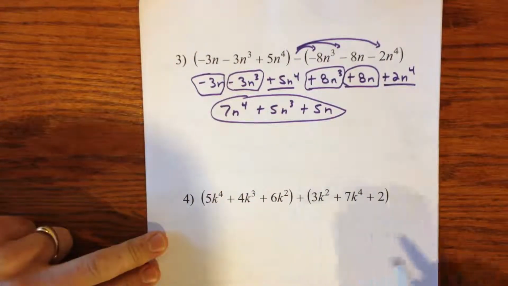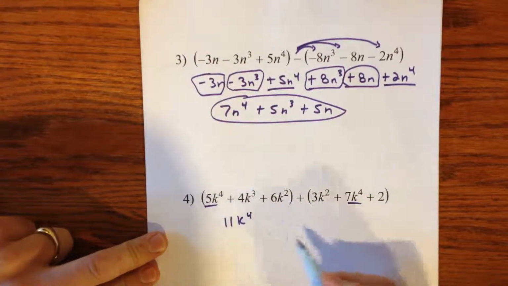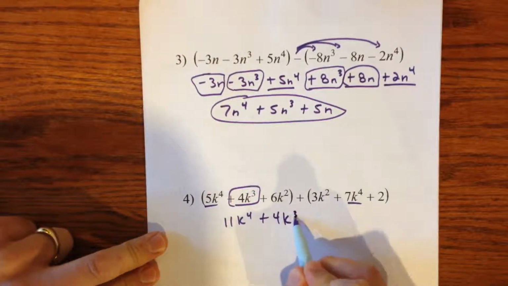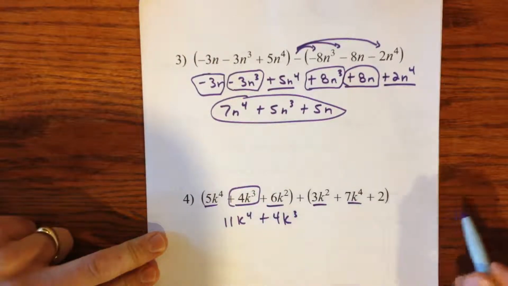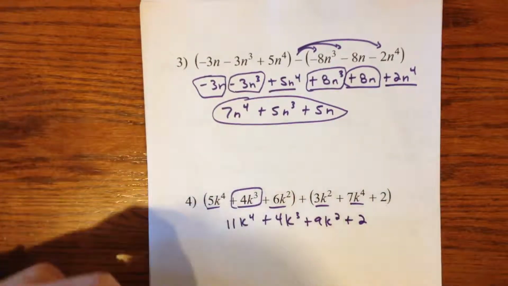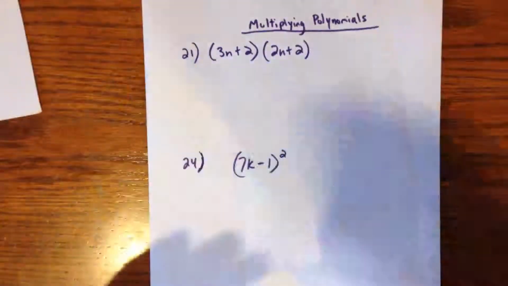So that's 11k to the fourth. This doesn't collect with anything, so you just rewrite it. Those two there make 9k squared plus 2. So that's adding and subtracting. Those are my notes. We're going to get on to multiplying polynomials.